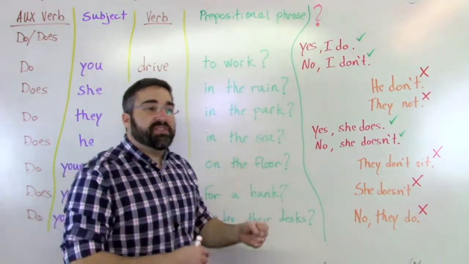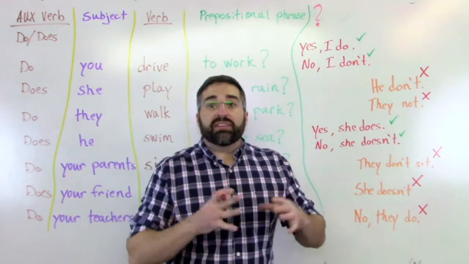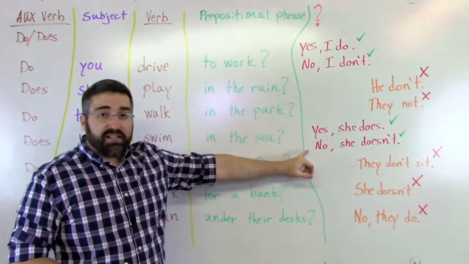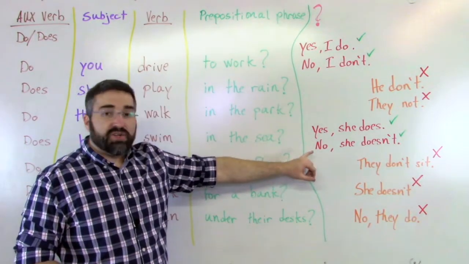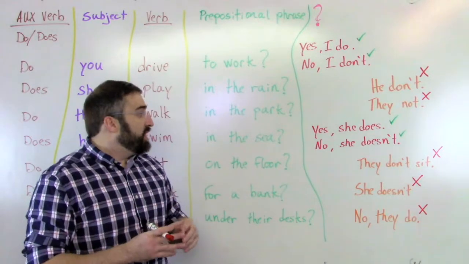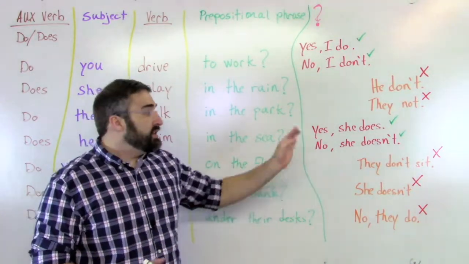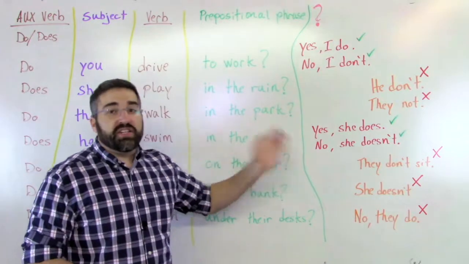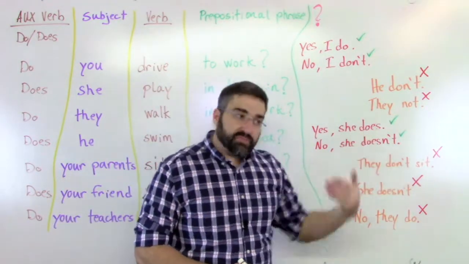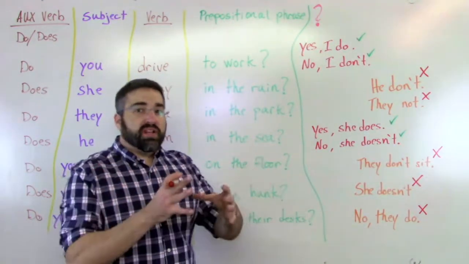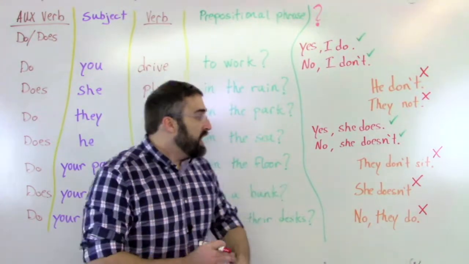Remember, I think I described this in Module 1. We make things shorter. Another correct answer here, yes, she does, or no, she doesn't. Again, the short form. Does she swim in the sea? Yes, she does. No, she doesn't. She doesn't swim in the sea. Okay, a little longer, but we can shorten it, say, no, she doesn't.